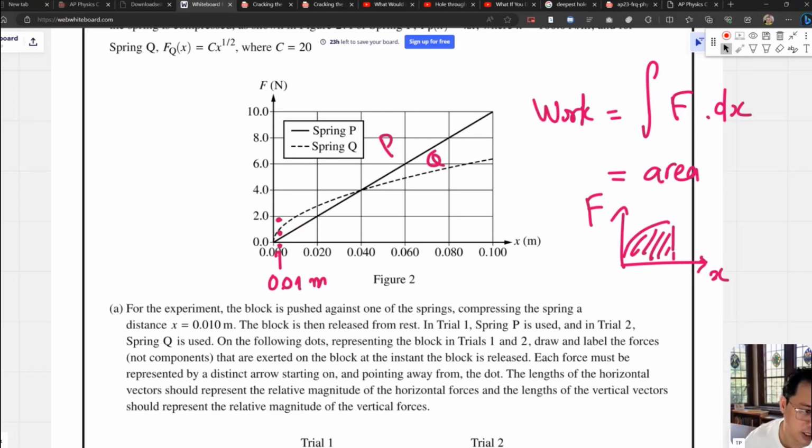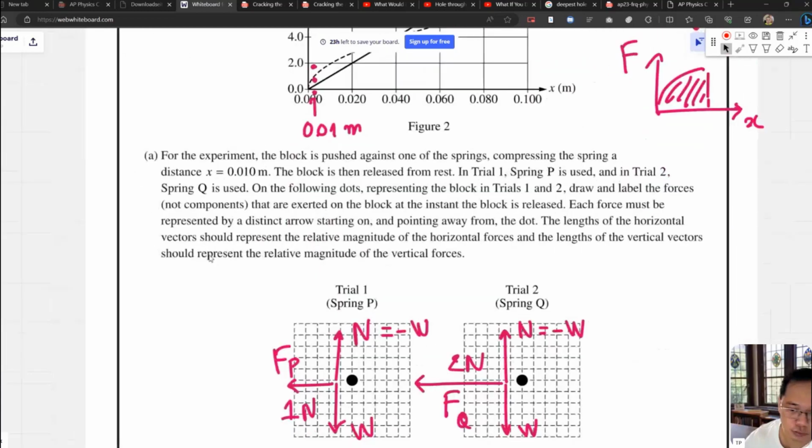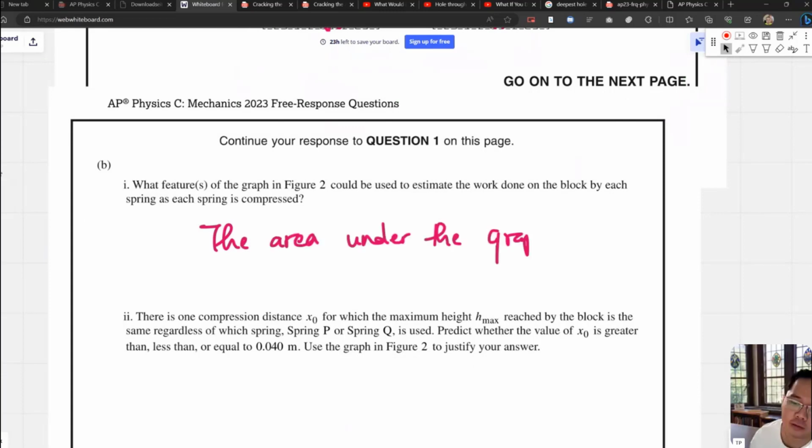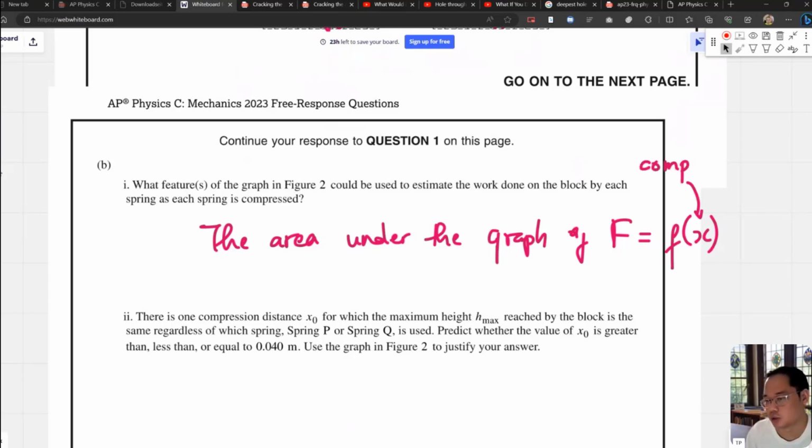You've learned calculus, so that is the significance of calculus. So the answer to this question is simply the area under the graph of F, which is a function of the displacement x. The x here is not displacement, but the compression of the spring, which also equals the compression. It doesn't matter. Just the graph of F versus x.